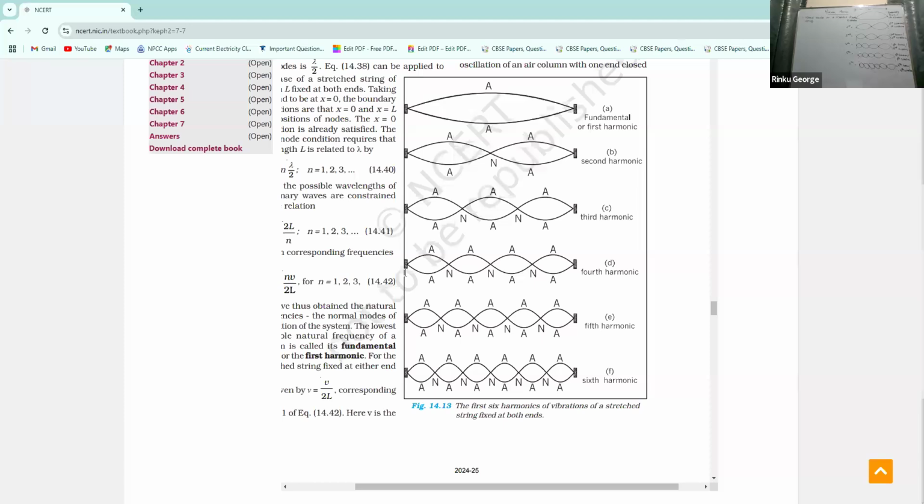Overtone is just a name. It's a name for the frequency of that particular mode. First harmonic or fundamental. Second harmonic frequency is known as first overtone frequency.